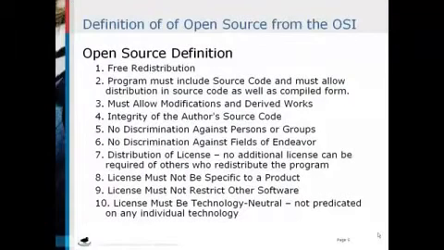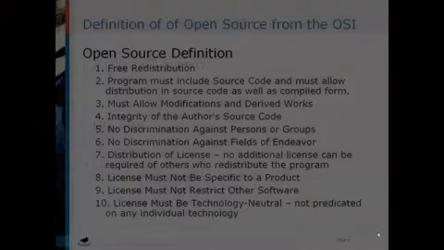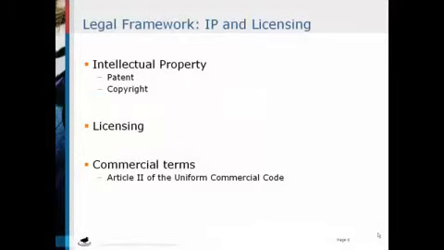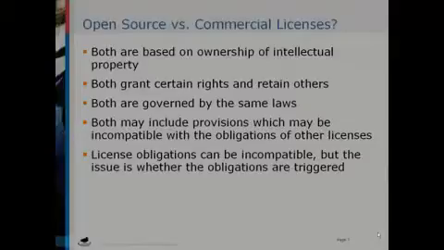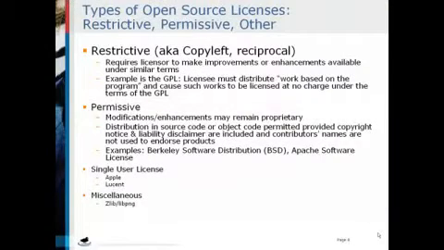You'll learn about the definition of open source, including the three important attributes of free redistribution, including source code, and the need to allow for modifications and derived works. Karen and Mark will go through the legal framework around intellectual property with a specific focus on copyright. You'll learn about the difference between open source licenses and commercial licenses, and then the types of open source licenses, restrictive licenses and permissive licenses.